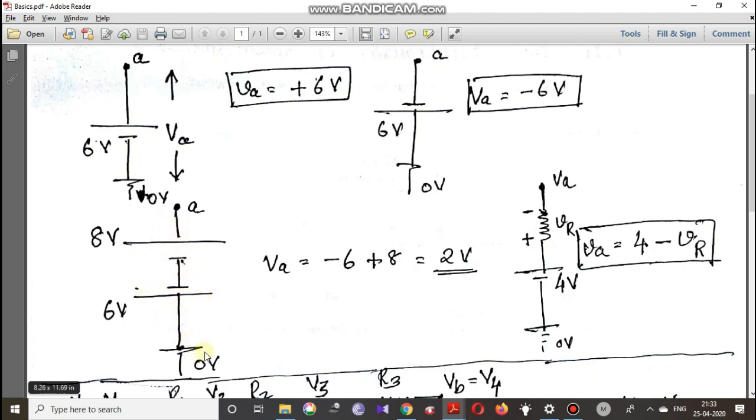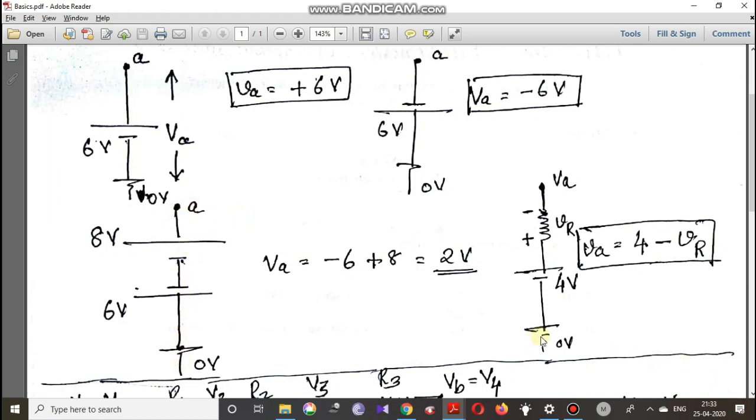When we go from ground to point A, I am going from plus to minus, so it is minus 6, and this one is minus to plus, so it is plus 8. So the total voltage when we go from ground to point A is minus 6 plus 8, which is equal to 2 volt. So VA is equal to 2 volt in this case.